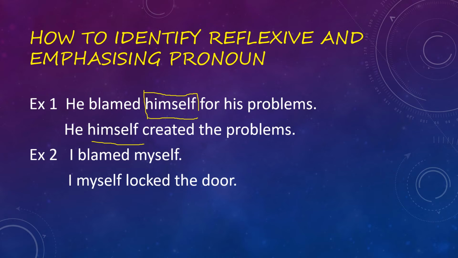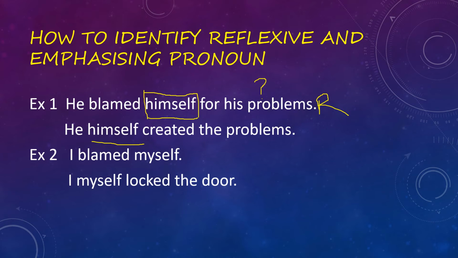So if we hide the pronoun and read the sentence again, and the sentence is incomplete or some question mark is left in our mind, then it is reflexive. And if we hide the particular pronoun but the meaning of the sentence is still clear, then that is an emphasizing pronoun. For example, he blamed himself for his problems. If I hide the pronoun himself, what will the sentence be? He blamed for his problems. Now, he blamed for his problems? Question mark, right? It sounds like an incomplete sentence. So we can easily say that this is a reflexive pronoun.